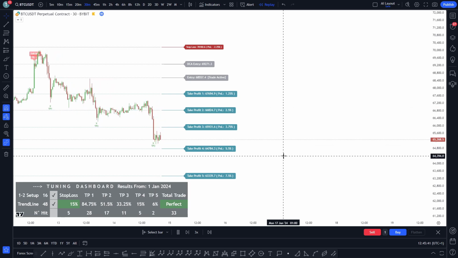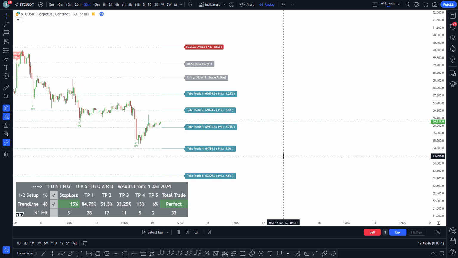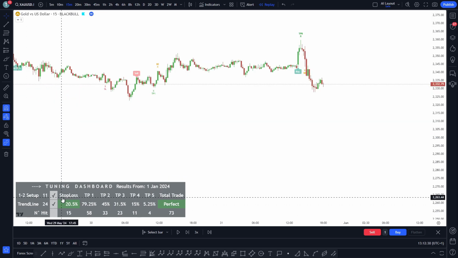So if you want to learn more about this incredible indicator, make sure to stick around until the end of the video. Let's dive in. First off, let's start off with the dashboard.